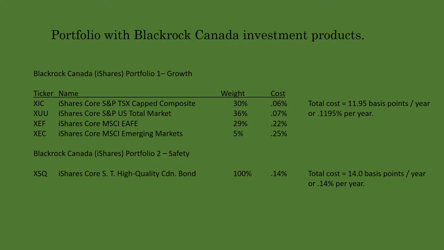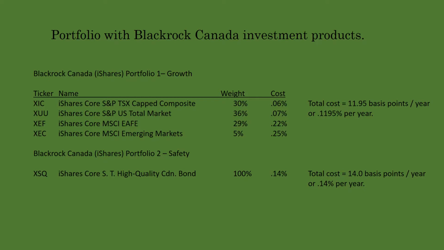XIC, that's Canadian market, weight it at 30%, total cost 6 basis points. XUU, that's the US market, weight it at 36%, total cost 7 basis points. XEF, that is Europe, Asia, Far East developed, so largely Japan, UK, and some European countries, and Australia, weight it at 29%, total cost is 22 basis points. And XEC, emerging markets, weight it at 5%, total cost is 25 basis points.